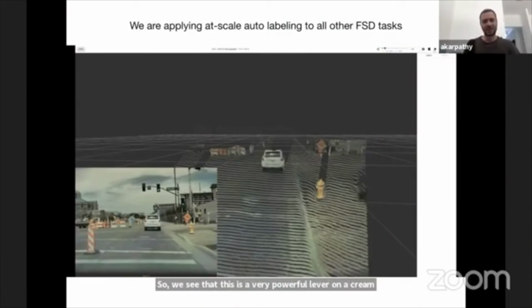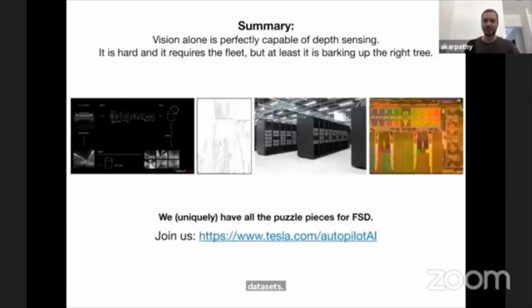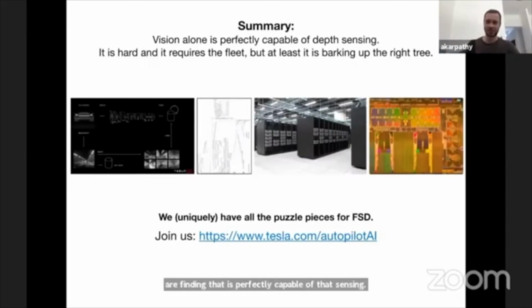So in summary, what I try to argue and give you a sense of is that vision alone is actually, is our finding that is perfectly capable of depth sensing. It is an incredibly rich sensor in terms of bandwidth of information.